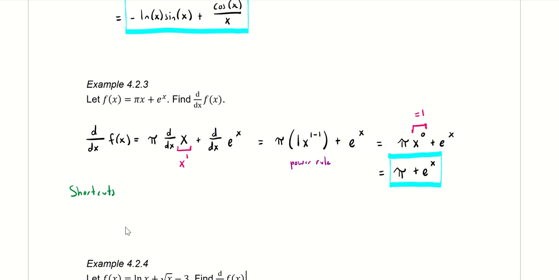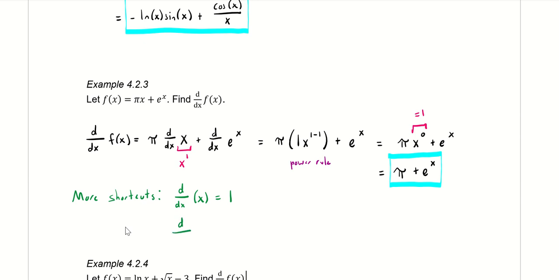So these are some things that can kind of help. Let's put here more shortcuts, because these are things you'll probably run into fairly frequently, and if you remember these little shortcuts, these can be a lot faster. If I'm taking the derivative of just plain old x, just x on its own, that derivative is always going to be 1. So the derivative of the variable itself is 1.